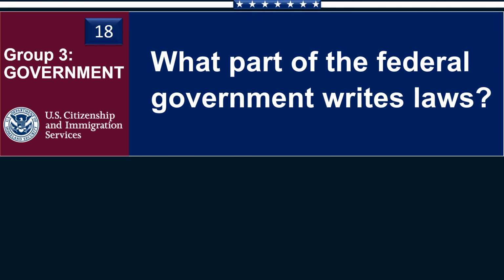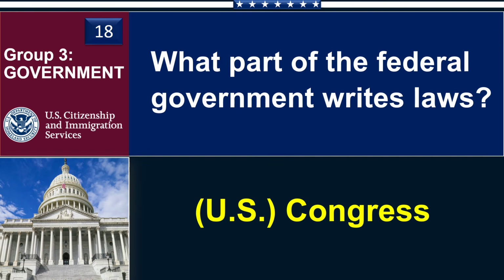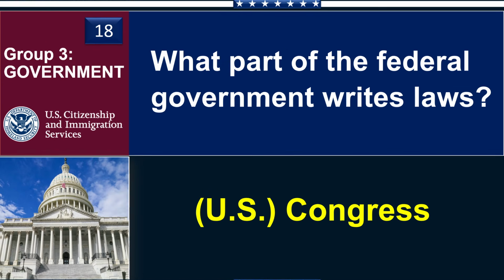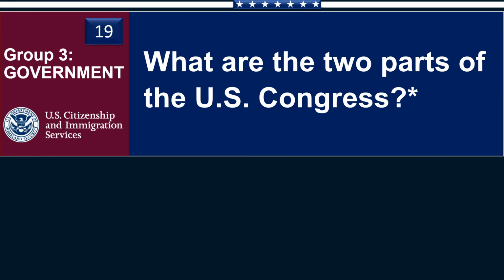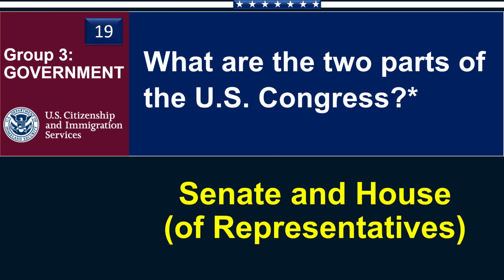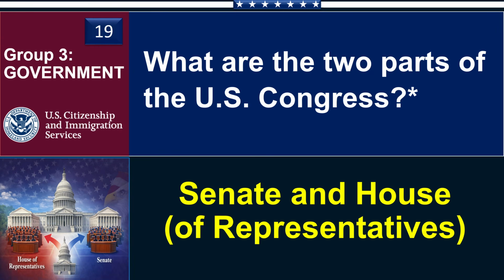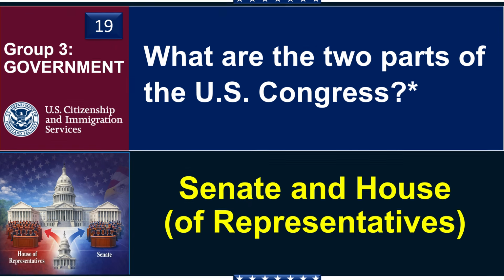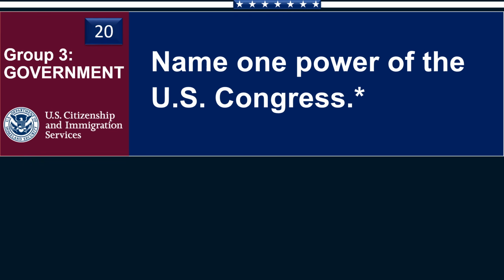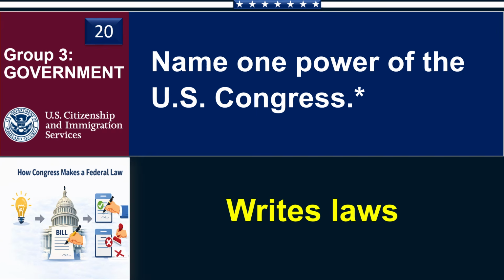What part of the federal government writes laws? U.S. Congress. What are the 2 parts of the U.S. Congress? Senate and House of Representatives. Name one power of the U.S. Congress. Writes laws.